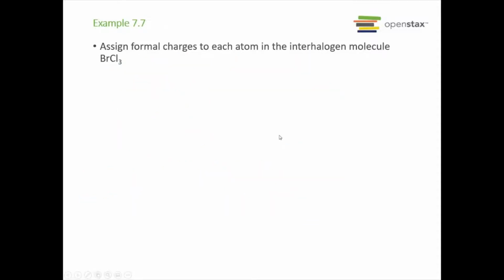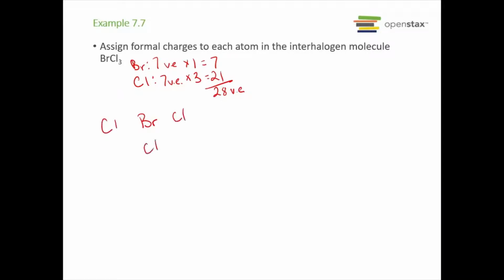Next up, we're going to do formal charges for BrCl3. So starting with getting our structure, bromine, 7 valence electrons, times 1, chlorine, 7 valence electrons, times 3 is 21, so we have 28 electrons. Put bromine in the center, 3 chlorines around it, single bonds, -6. We have 22 electrons.